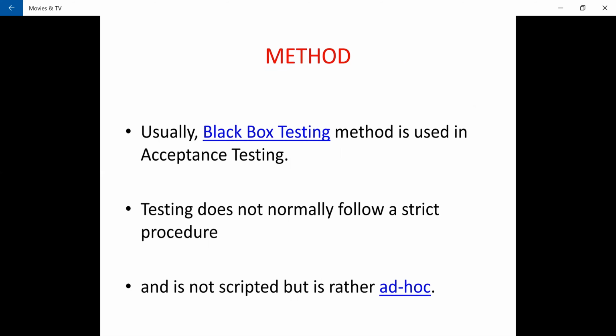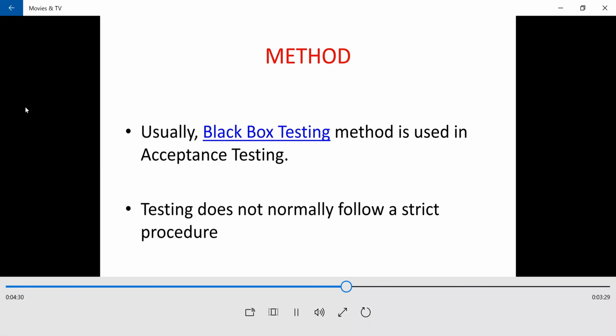Regarding methods, usually the black box testing method is used in acceptance testing, because the customer doesn't know what is performed inside or how it is performed. They know only input and output, but how it is performed on the developer side they don't know. The testing does not normally follow a procedure and is not scripted, but is rather ad hoc.